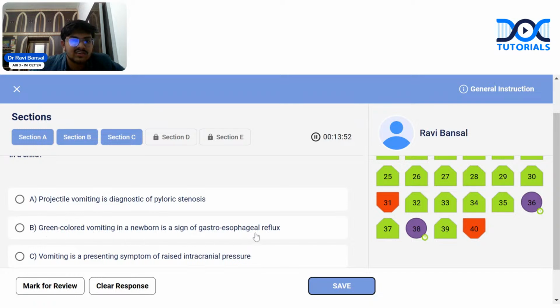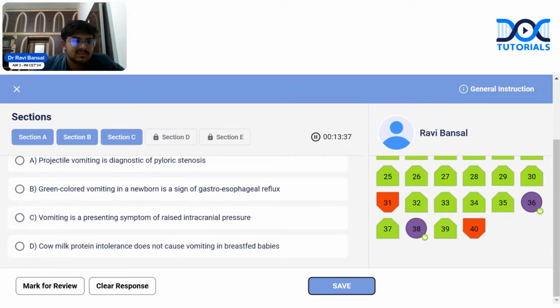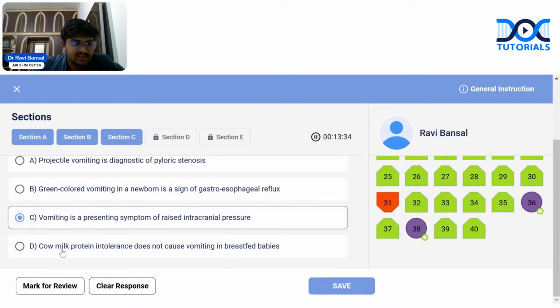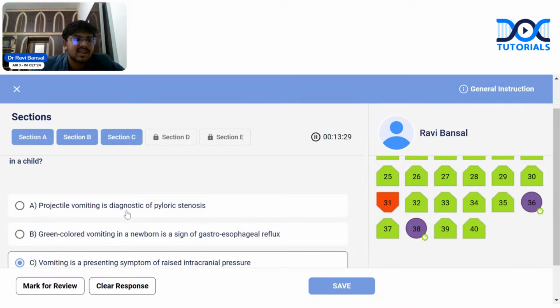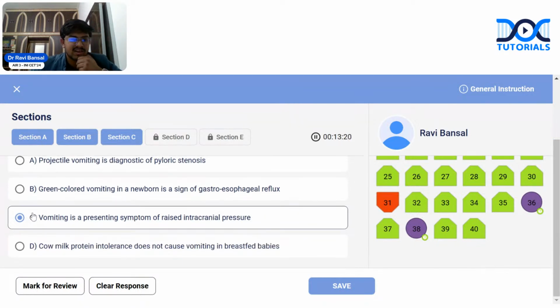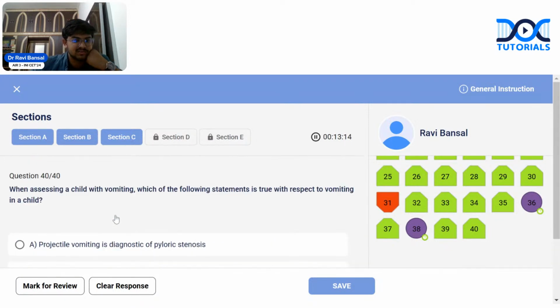Green colored vomiting is a sign of gastroesophageal reflux? No, if it is green colored, it is bile stained, so fluid secretions are coming from the duodenum into the stomach. In gastroesophageal reflux, it won't be green colored vomiting. Vomiting is the presenting symptom of raised intracranial pressure. This is right. Cow milk intolerance does not cause vomiting? I think it might cause. We can see projectile vomiting in pyloric stenosis, but I don't think it is diagnostic. This option looks more correct to me, vomiting is a presenting symptom of raised ICP. I'm sure about this option, not about the other three. So I will go with this.